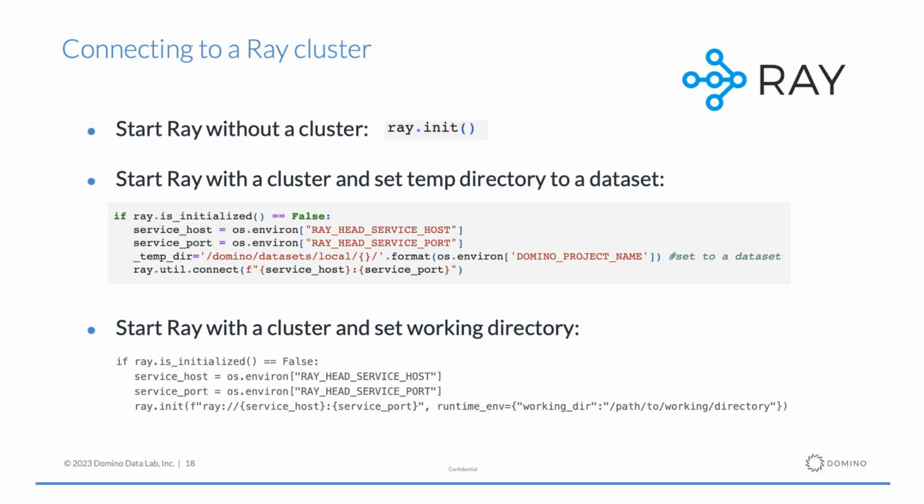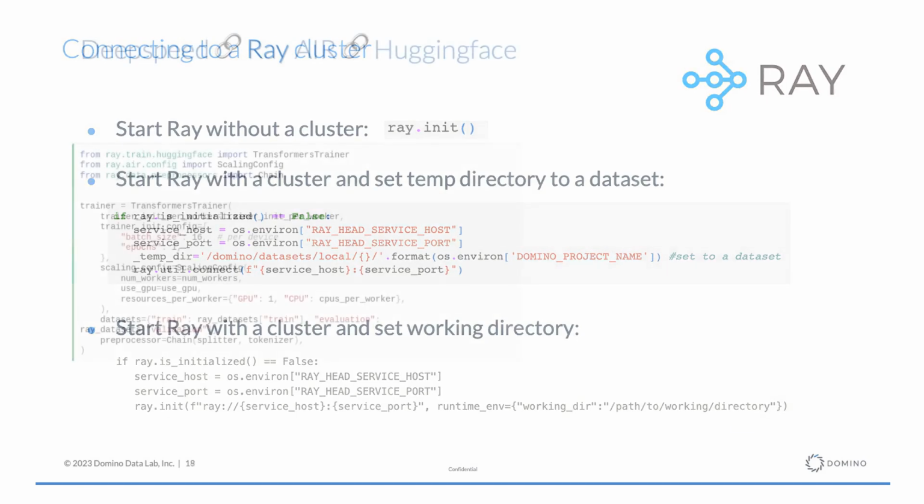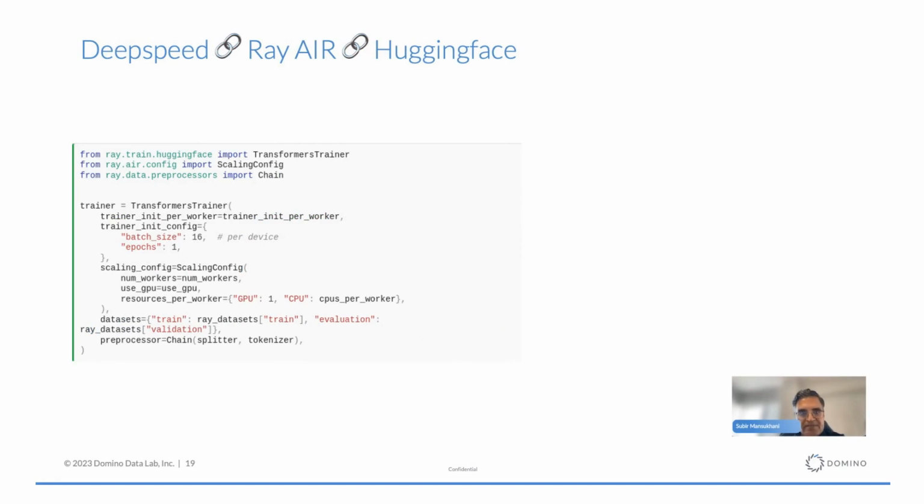To do that, all you need to do is Domino pre-populates these environment variables out of the box, which are the host and port values. So you don't need to do anything. You just need to pass those host and port values to ray.init, and you'll have a cluster that's up and running. So this is how you do it if you want to set a working path and a working directory as well for Ray. Otherwise, it's just this ray.init. So that was about Ray and Domino.